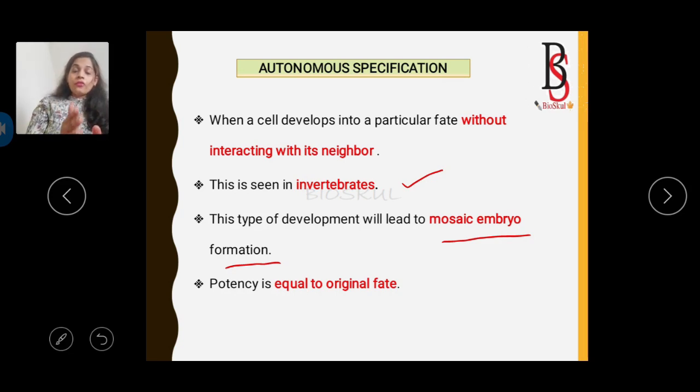And the potency of autonomous specification is equal to its original fate. Potency means the ability to form different cell types, and as it depends on its own cytoplasmic determinants, the potency is equal to the original fate. So here you have to remember what autonomous specification is, where it is seen, which type of embryo it leads to, and that its potency is equal to the original fate.